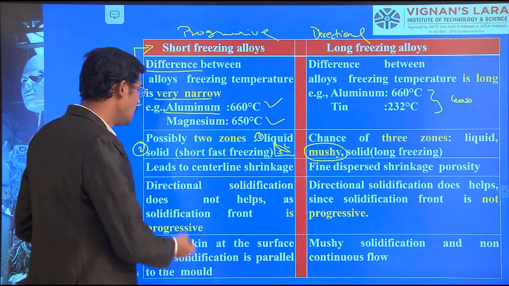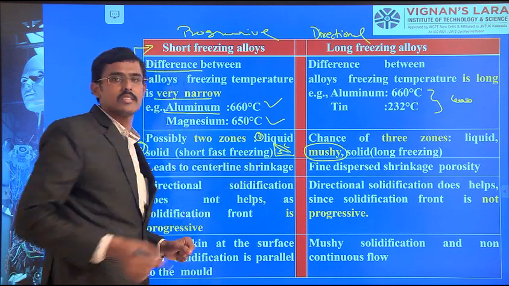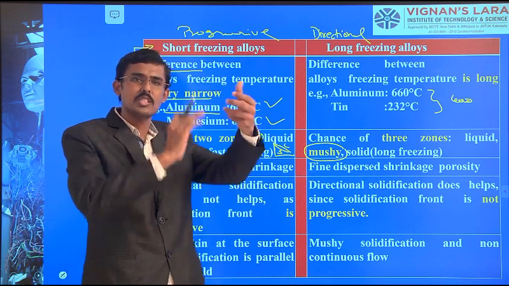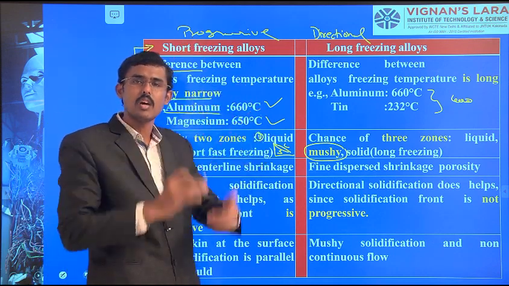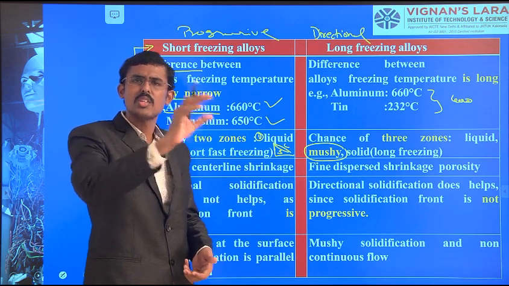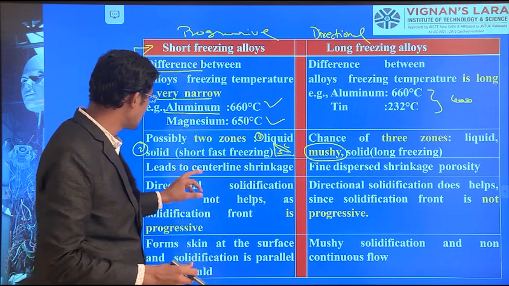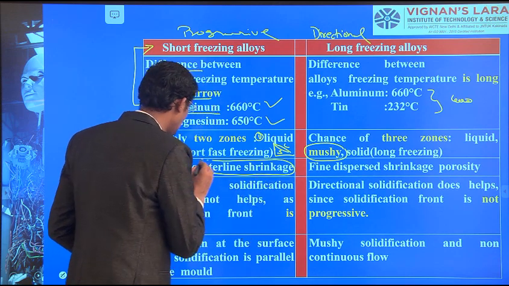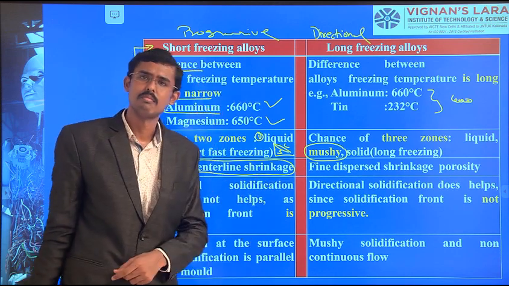Next one, it leads to centerline shrinkages. Sometimes if there is no possibility of formation of solid to liquid to solid, the mushy zone is not there, then it forms centerline shrinkages. These are the other chances of formation.